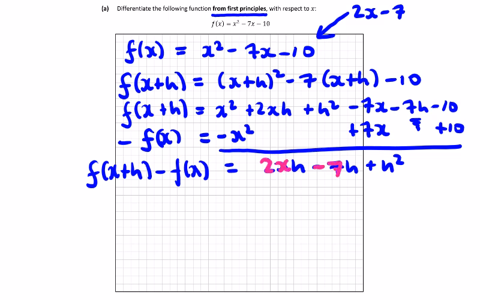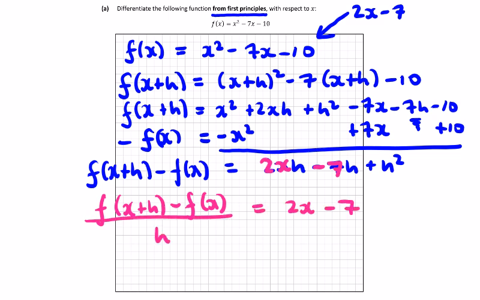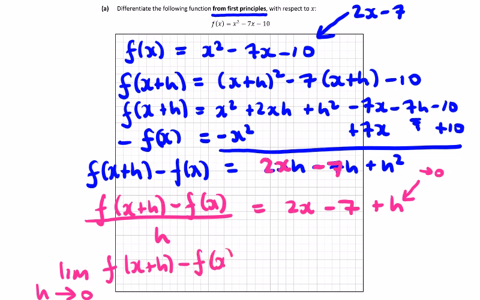The reminder is, what do we have to do? We have to get rid of h. How do we do that? We divide the whole expression by h. All over h is equal to 2x minus 7 plus h. And how do we get rid of h? Well, if h tends to 0, so the limit of this function as h tends to 0, and the function is f of x plus h minus f of x divided by h, will be equal to 2x minus 7. Again, giveaway marks if you have practiced it.